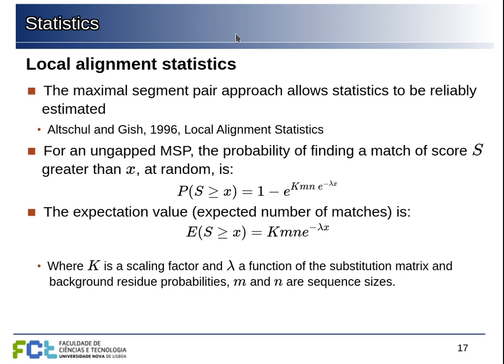But if we are searching in a database, we need to know if the results we got are statistically significant, or if that kind of match can happen simply by chance, because we are looking at a database with millions of sequences and some happen to have that particular score when compared to our sequence.